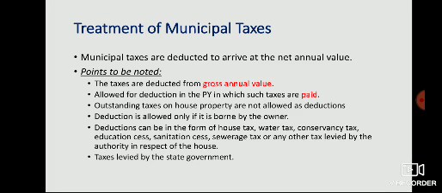Fourth point, in order to get deduction, the municipal taxes must be borne by the owner and not the tenant, which means the owner must be the one to pay the taxes and not the tenant. Fifth point, deductions can be in the form of house tax, water tax, conservancy tax, education cess, sanitation cess, sewerage tax, or any other tax levied by the authority in respect of the house. These taxes must be levied by the state government.